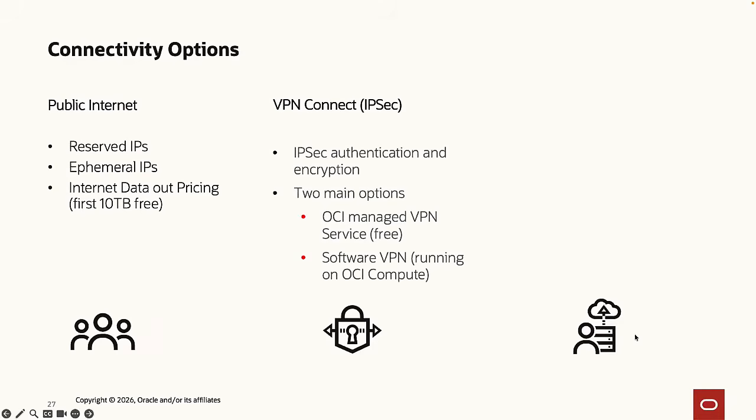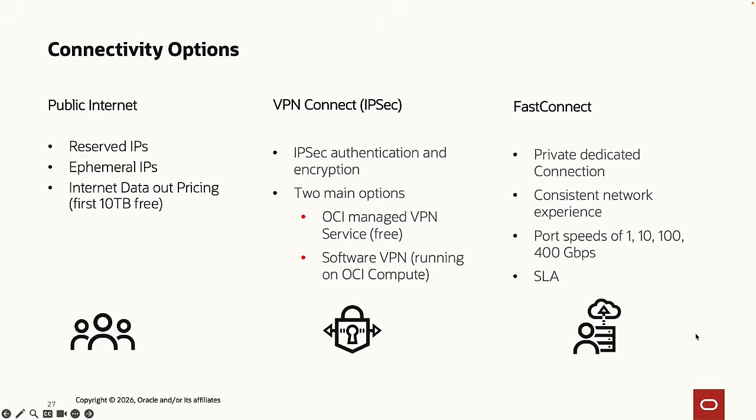We also have VPN Connect. So this is going to be IPsec authentication and encryption. And these are the two main options here: OCI Managed VPN, which is free, or you can have a software VPN, which is going to be running on OCI Compute. The VPN service itself is free, but there is going to be metering on the compute it's running on using that same internet data out pricing model that I just touched on.